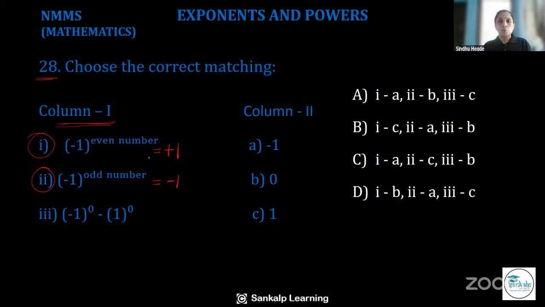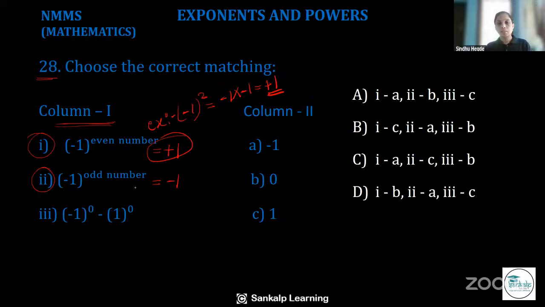Okay, we'll prove it with an example. Let us see first one, minus 1 raised to even number. Example, minus 1 raised to 2. 2 is an even number, so you should multiply minus 1 two times. Minus 1 into minus 1. Minus of minus is plus, it gives always plus 1. So our answer is plus 1.